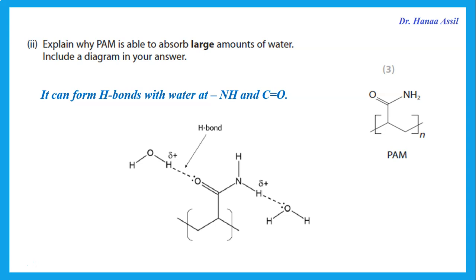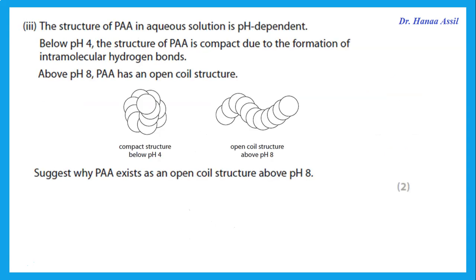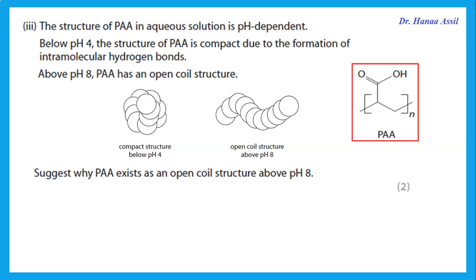So the fact that it can form several hydrogen bonds with water, add the NH part and the C double bond O part. The structure of PAA in aqueous solution is pH dependent. Below pH 4, the structure is compact due to formation of intramolecular hydrogen bonds. So it can form hydrogen bonds between its molecules, so it is compact at acidic pH. Above pH 8, it has an open coil structure. Now, what was the PAA?